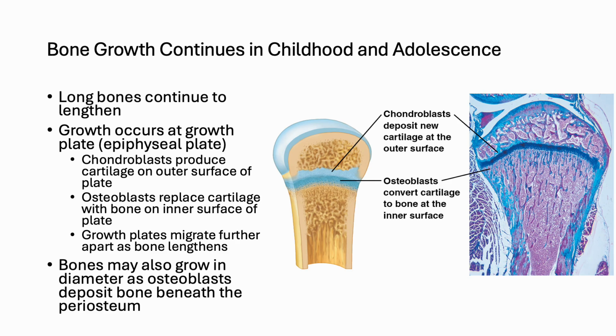At the same time, the bone grows in diameter as osteoblasts add new layers beneath the periosteum, strengthening the bone to support its increasing body weight. Growth continues until the plates eventually fuse during late adolescence or early adulthood, closing the ends of long bones. Hormones, nutrients, and exercise all influence this process.